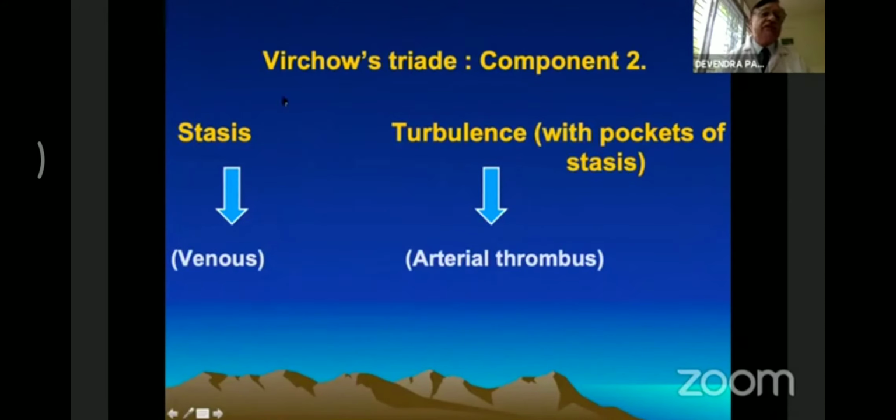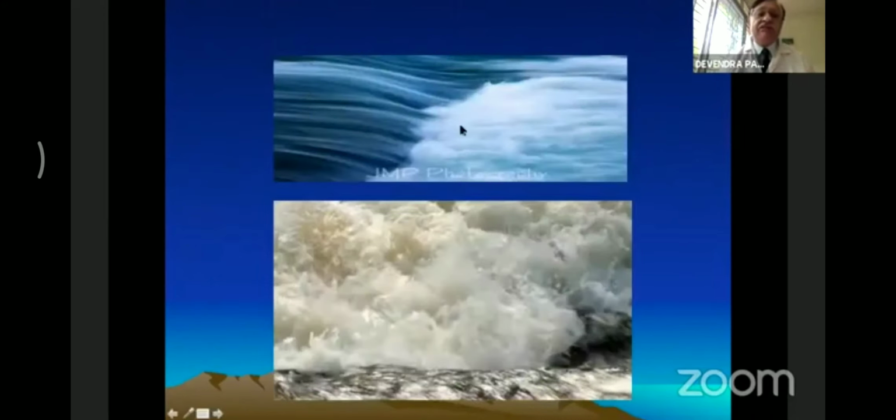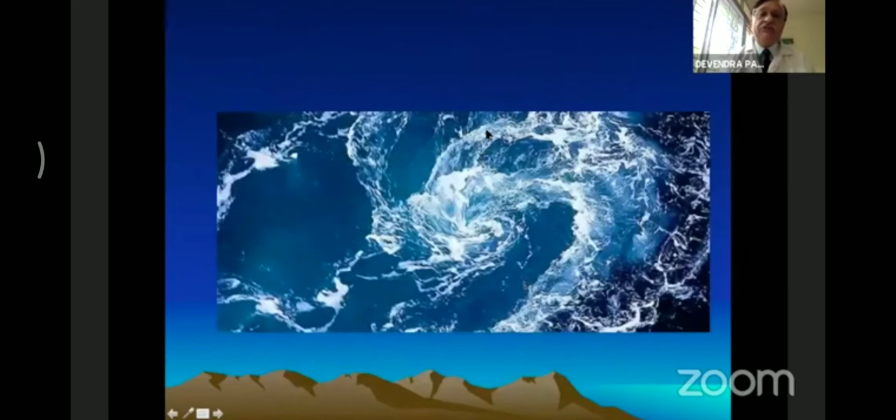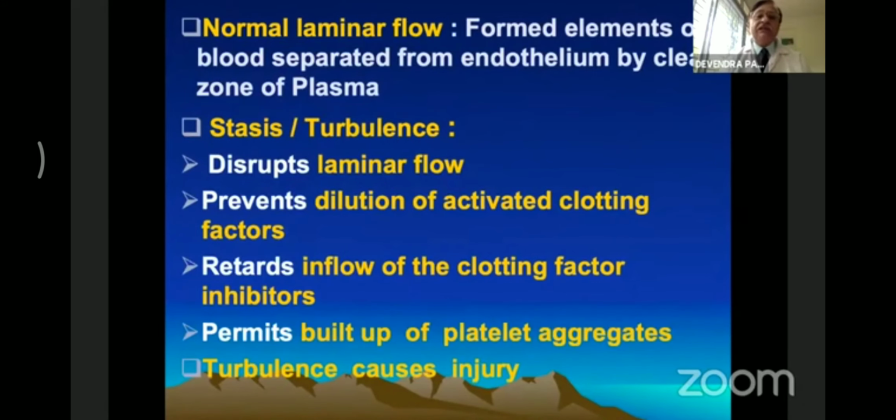The second component is stasis and turbulence. What is stasis? Stasis is when the blood flows slowly. And what is turbulence? When currents are formed in the blood, like the turbulence occurring in water, similar turbulence can occur in the blood. Here also currents are forming, that is what is turbulence. Normally there is laminar flow of the blood where the formed elements, RBCs and WBCs, are in the center and plasma is at the periphery.